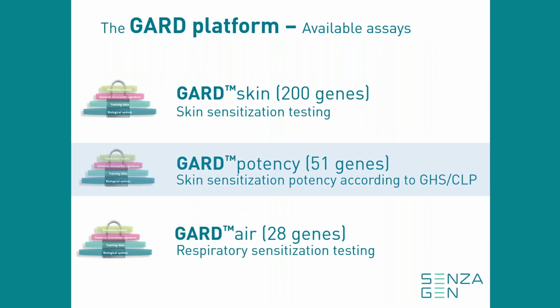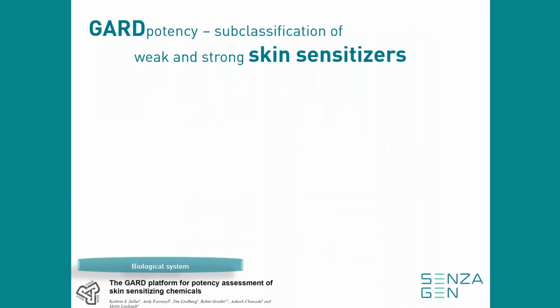So based on that, I would like to move over to the next applications that we have available, which is our GARD potency signature. The GARD potency signature is capable of subclassifying chemicals according to the CLP classes, which is strong sensitizers and weak sensitizers. So you might start to recognize this strategy that we use now.